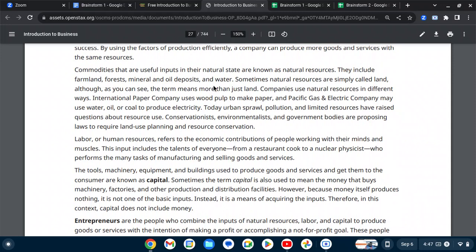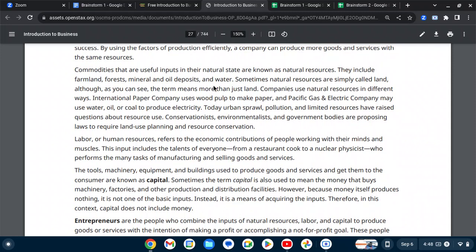Companies use natural resources in different ways. International Paper Company uses wood pulp to make paper, and Pacific Gas and Electric Company may use water, oil, or coal to produce electricity. Today, urban sprawl, pollution, and limited resources have raised questions about resource use. Conservationists, environmentalists, and government bodies are proposing laws to require land use planning and resource conservation.